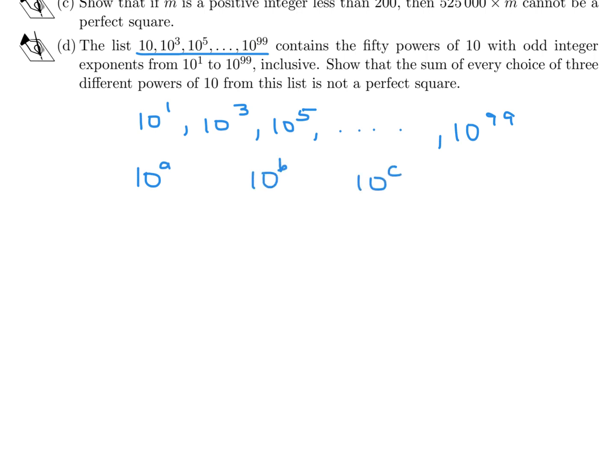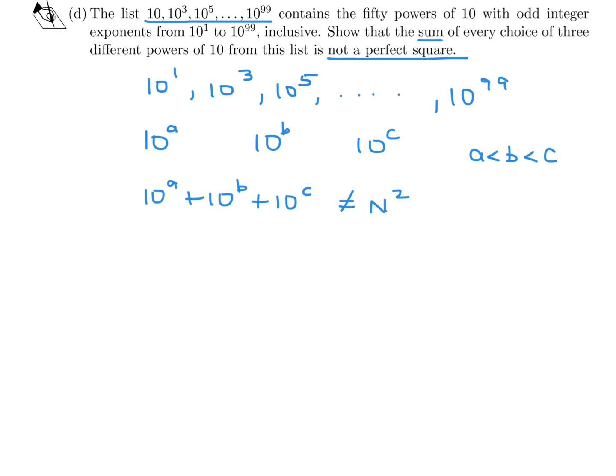And I don't know what A, B, and C are, but we'll just write them as A less than B less than C. Whatever we choose, we can just put them in that order. And they're saying that the sum, so that's going to be 10 to the power of A plus 10 to the power of B plus 10 to the power of C, is not a perfect square. Okay, so we have to somehow prove that.